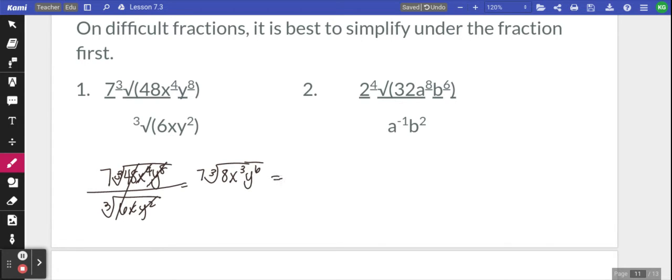So simplify first. Then 8 can come out as 2. X to the 3 over 3 would be x to the 1. And y to the 6 over 3 would be y squared. And now I just combine like terms. There's not a symbol here, so we know that implies multiplication. So 7 times 2xy squared would be 14xy squared.